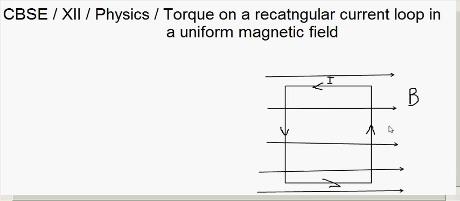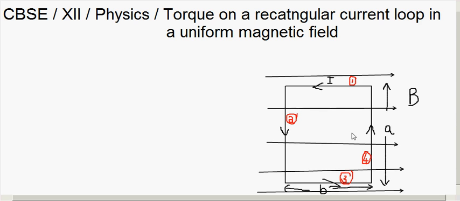The sides of the loop, let us say this side is A, and this side is B. The rectangular loop carrying current I is placed in a magnetic field B. Now we will find out what is the force on these sides. So for that case we will mark the sides. Let me say this is side number 1, and then this is 2, 3, 4.